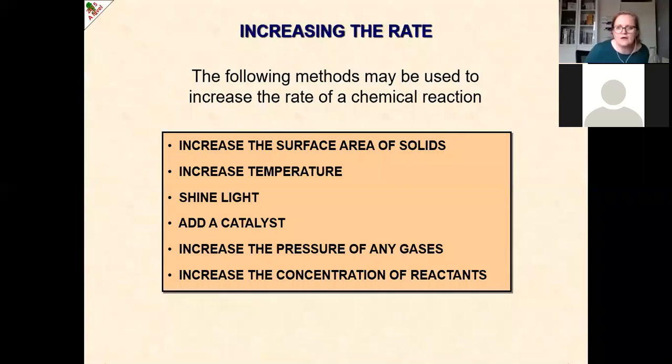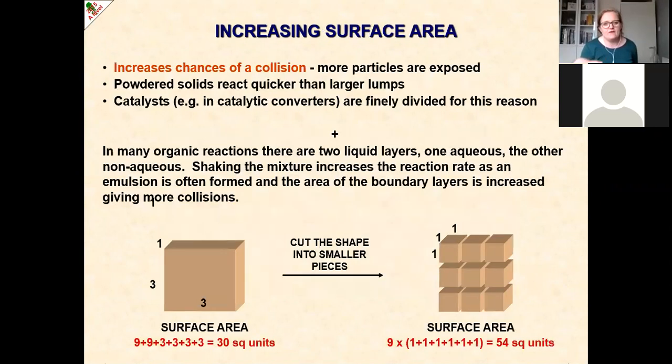Okay, so what we're going to do is look at increasing rates of reactions, carry on looking at that today. So yesterday we looked at what would happen if we increase the surface area of a solid and temperature. And then we're going to look at now what would happen if we changed any of the others as well.